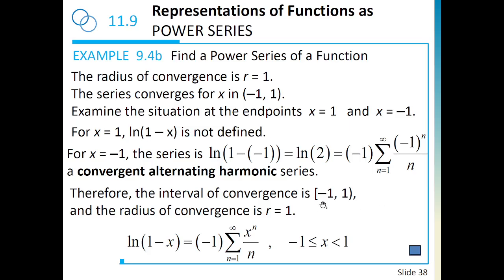So our interval of convergence finally contains negative 1. It's between minus 1 and 1, but including negative 1. So closed at negative 1 and open at 1. So that's why we have smaller or equal here. So you see this function here is equal to negative 1 times this series.